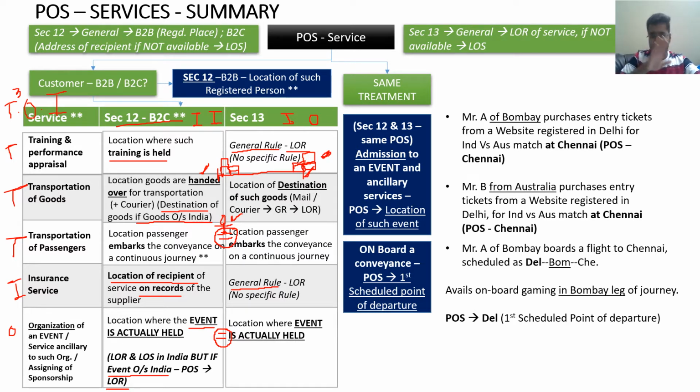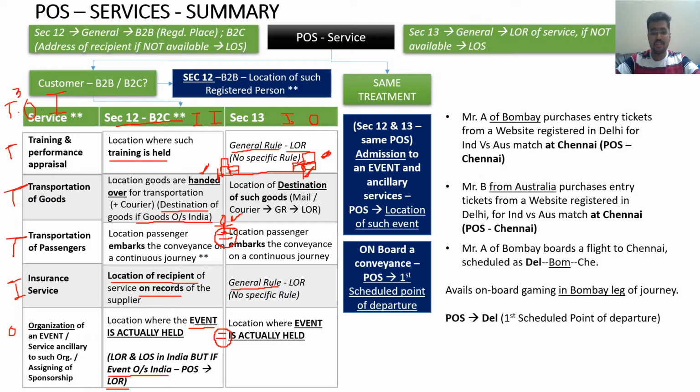It is same, guys, same as section 12, where the passenger embarks the conveyance on a continuous journey, that will be the place of supply, right? Insurance services, again, section 13 does not specifically talk about insurance service, hence you need to refer to the general rule, more specific rule for insurance in section 13.